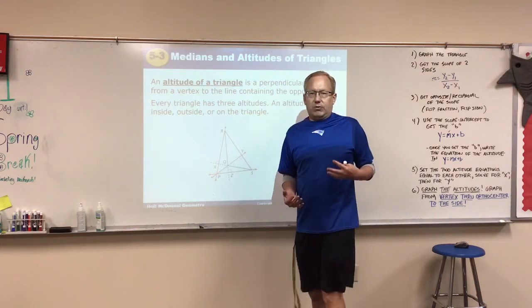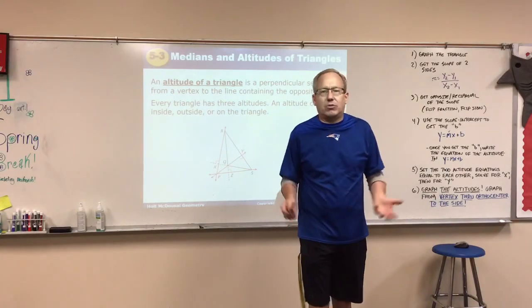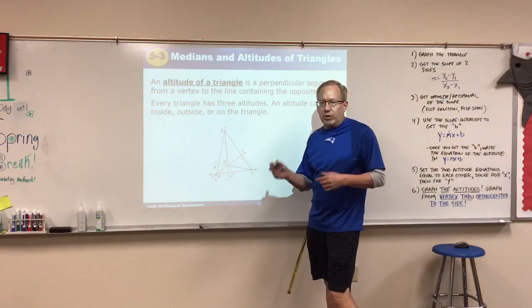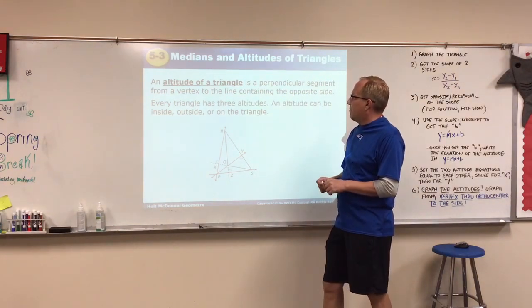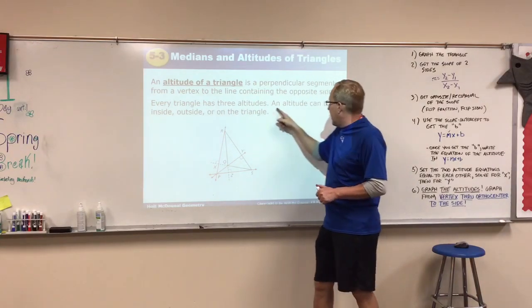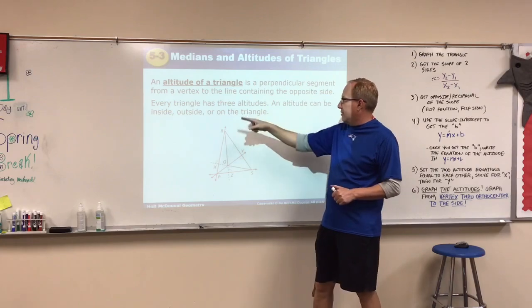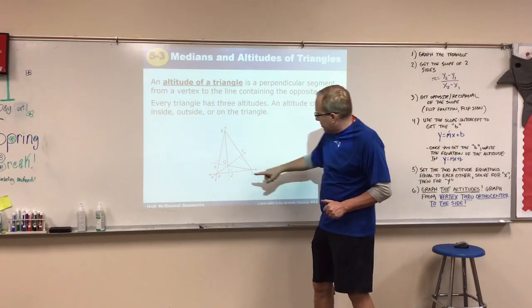So the orthocenter is going to be related to the intersection of the altitudes. So we have to talk about altitudes here first before we get into what the orthocenter is. An altitude of a triangle is a perpendicular segment from the vertex to the line containing the opposite side. Every triangle has 3 altitudes. An altitude can be inside, outside, or on the triangle. So an altitude is a perpendicular segment.